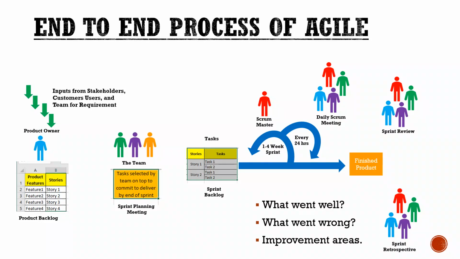And we have a product owner who analyzes the requirements. He analyzes them and turns them into features and stories. Based on the features and stories only, we are going to develop the software. And he creates a backlog called the product backlog. The product backlog contains all the requirements from the customers.